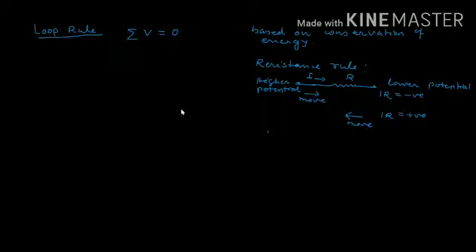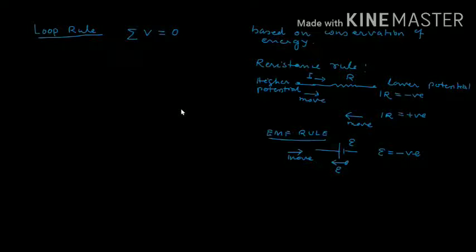The other rule is the EMF rule. Suppose this is a source of EMF. The EMF arrow is from lower potential to higher potential, and we move opposite to the direction of the EMF arrow. Then EMF E is taken as negative.